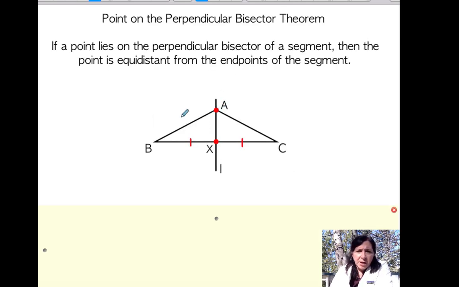The perpendicular bisector theorem: if a point lies on the perpendicular bisector of a segment, the point is equidistant from each of the endpoints. So again, as I go along this perpendicular line right here, the distance to B and C is going to be the same each time I move up and down that line, okay?